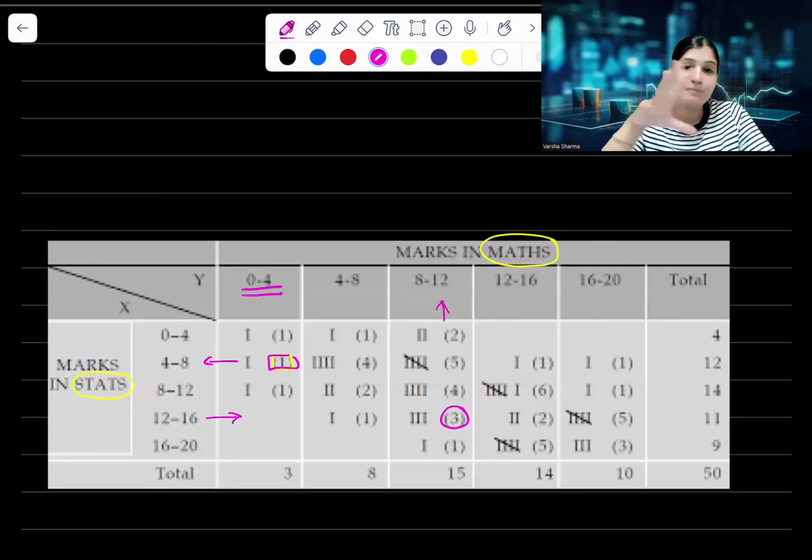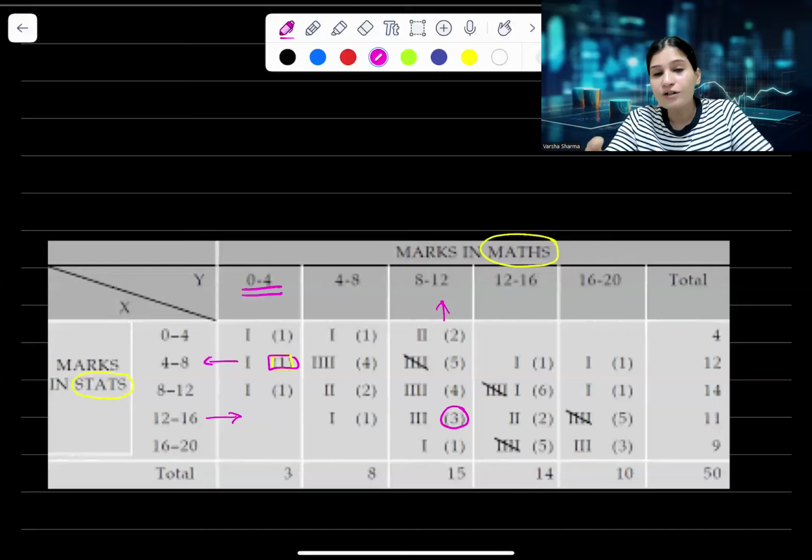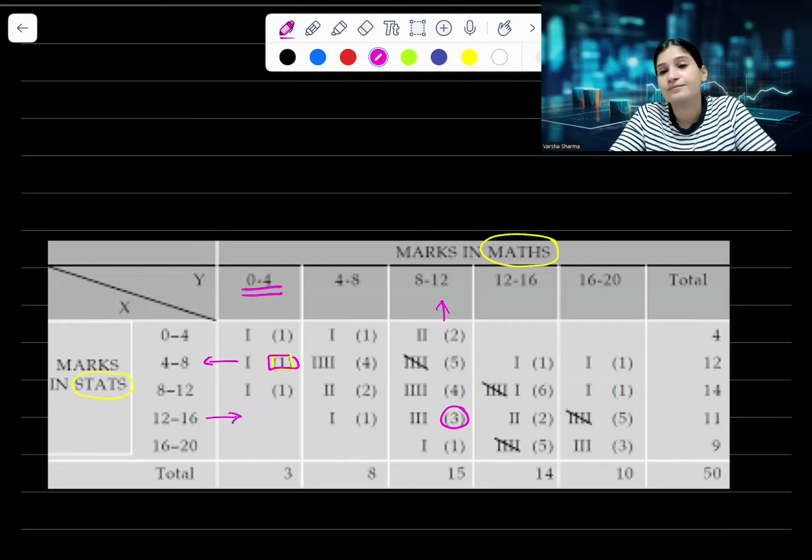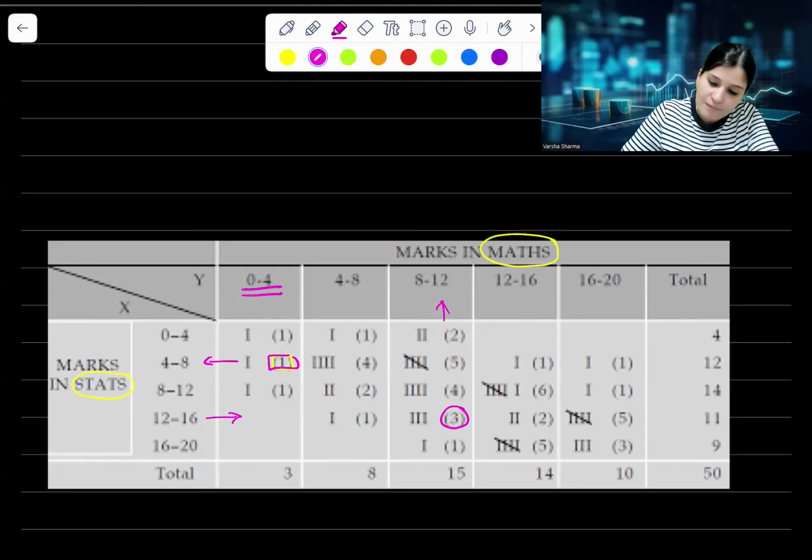Now, from a bivariate data, we can talk about two different types of distribution. We can either form a marginal distribution or we can form a conditional distribution. What do I mean by that? Can you all tell me how many students in total have got marks in mathematics between 4 to 8? 8, ma'am. So the total of maths 4 to 8 is 8 students.